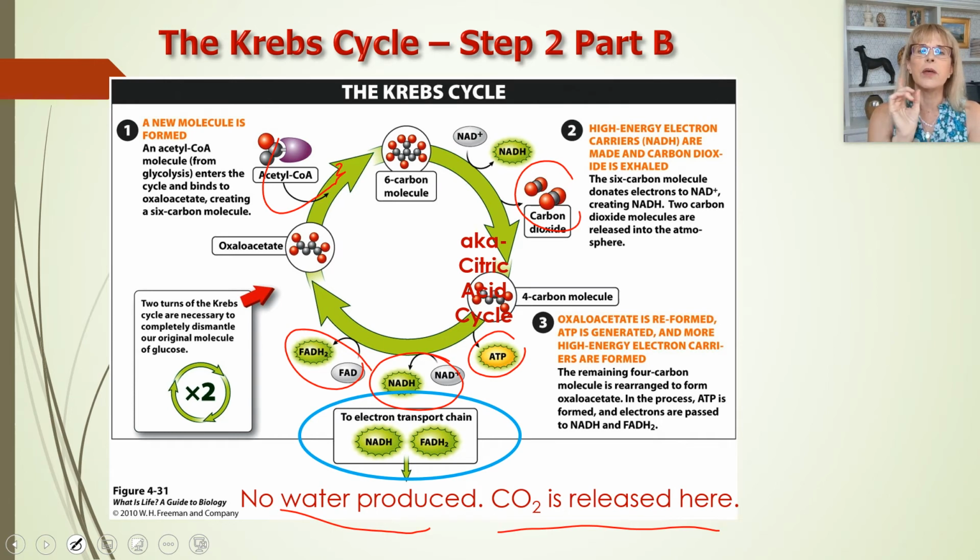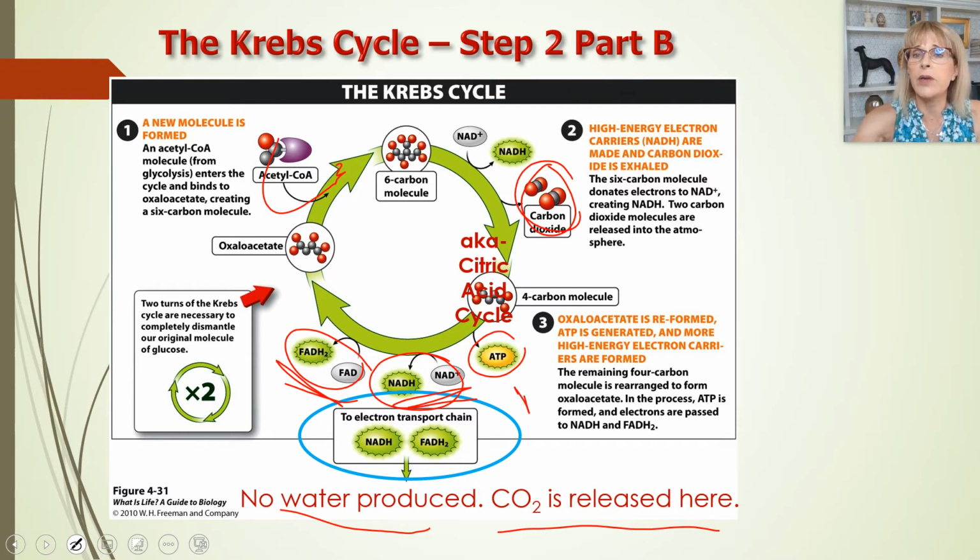You need to know that the Krebs cycle has got two steps. Part A was taking pyruvate, turning it into acetyl-CoA. Part B is going to take the acetyl-CoA, run it through the Krebs cycle. Technically, two turns of the Krebs cycle are needed to dismantle our glucose, and it is going to generate some carbon dioxide, no water, but it's going to make FADH2 and NADH that's going to power the electron transport chain.